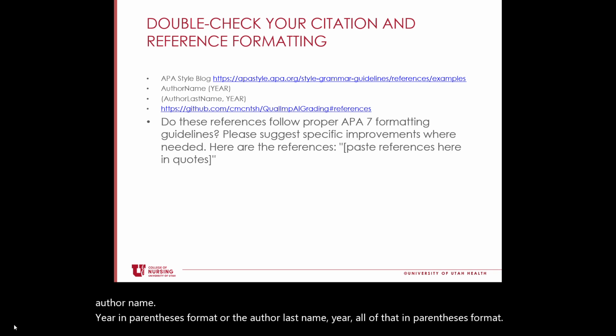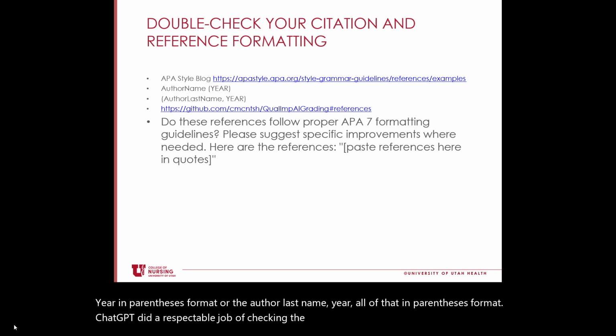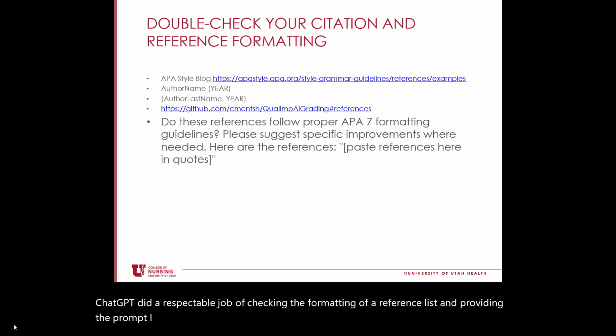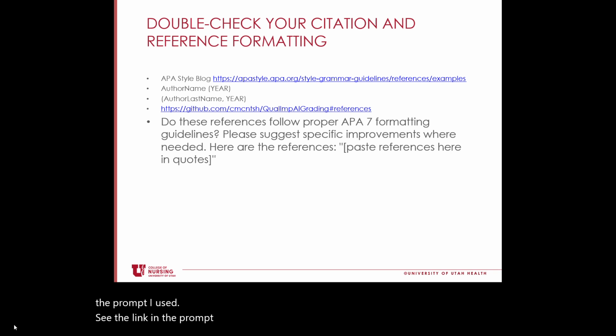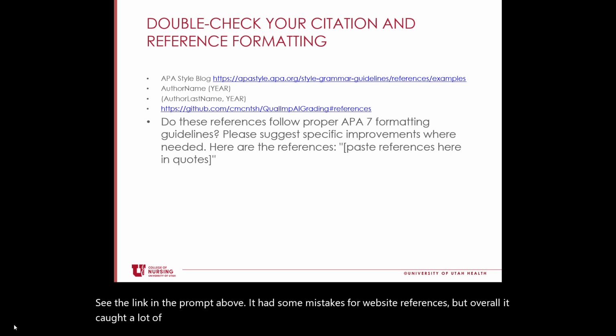ChatGPT did a respectable job of checking the formatting of a reference list. I'm providing the prompt I used. See the link in the prompt above. It had some mistakes for website references, but overall it caught a lot of mistakes. You still need to manually check each of your references for correct formatting.